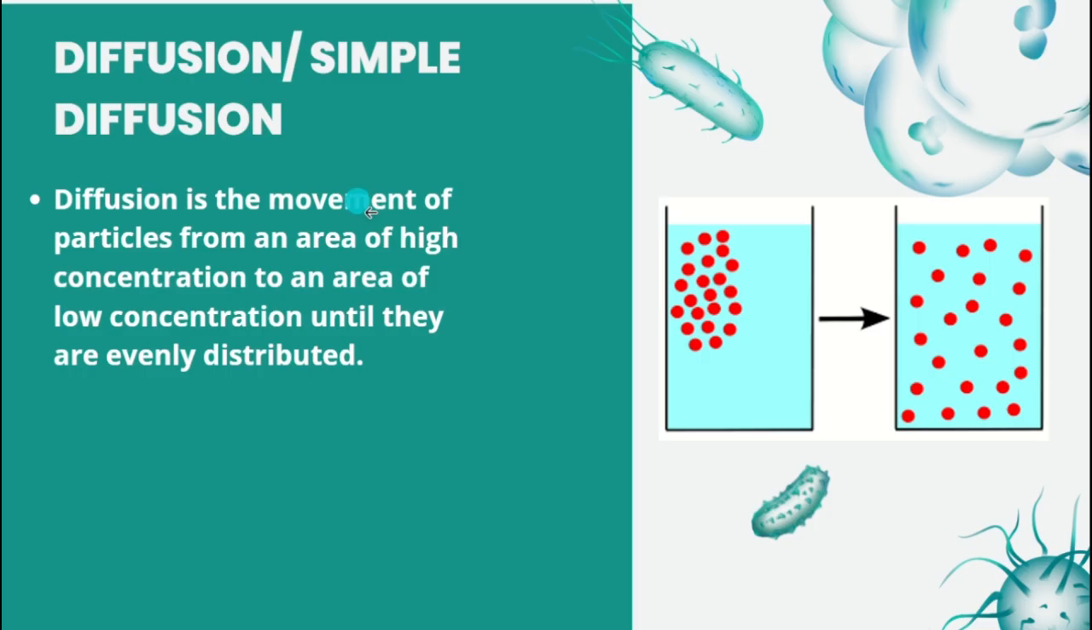And what is diffusion? Basically, diffusion is the movement of particles from an area of high concentration to an area of low concentration until it's evenly distributed, right? Because that's the goal of diffusion, basically. The goal is always to get the stuff evenly distributed.